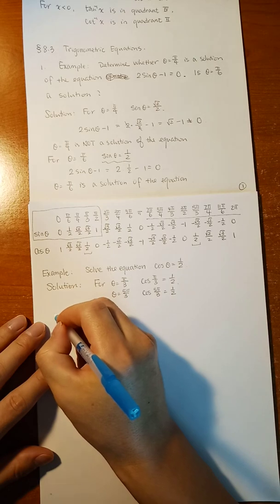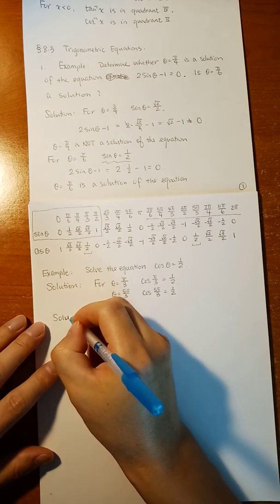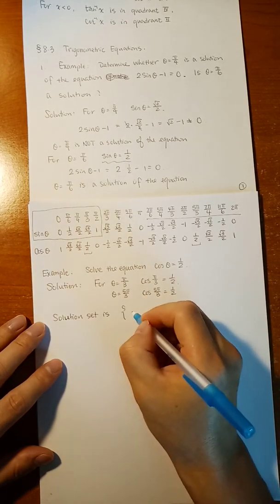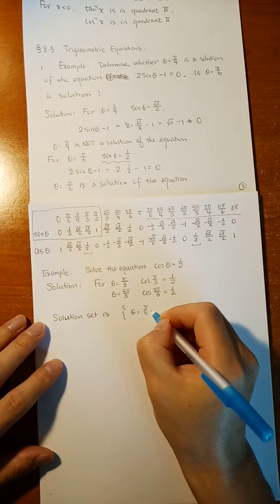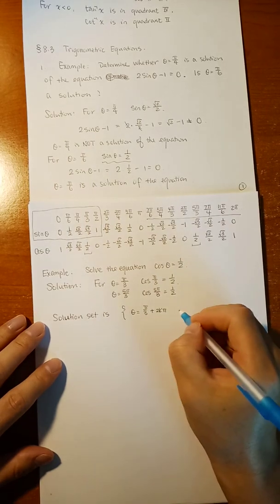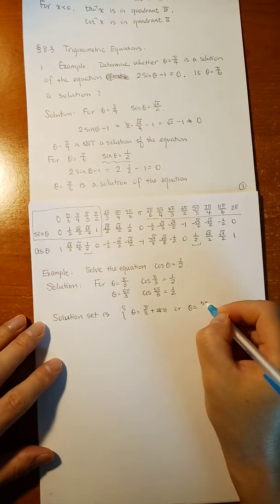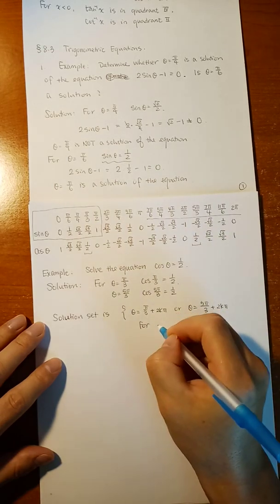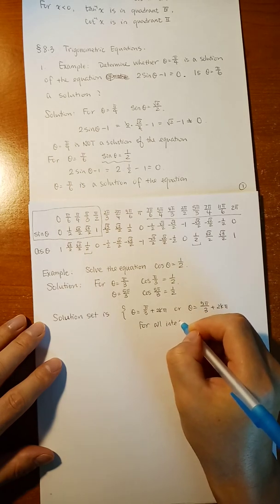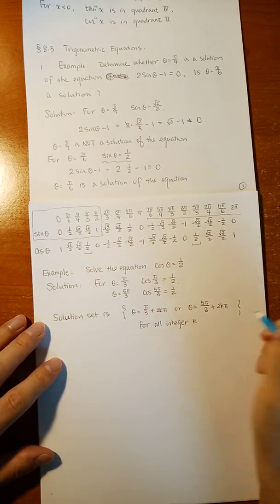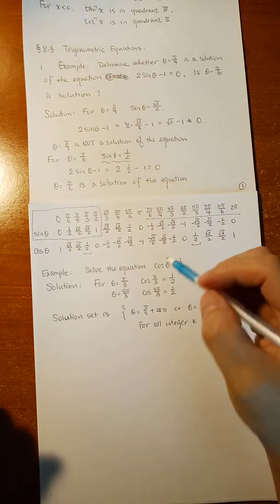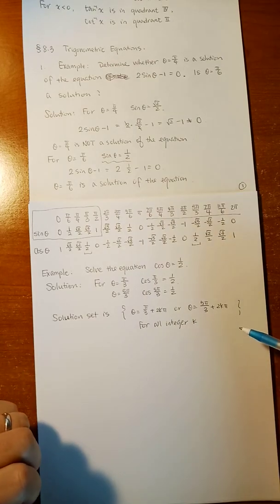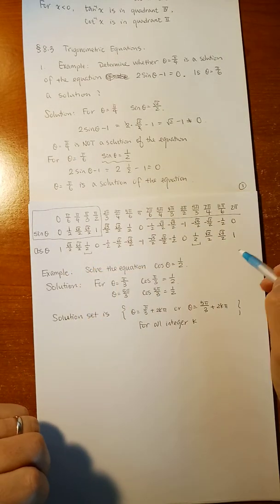So the solution set is theta equal to pi over 3 plus 2k pi, or theta equal to 5 pi over 3 plus 2k pi, for all integer k. Okay, this is the solution set. You find two solutions in one cycle and you add 2k pi. So if you memorize it, you get the answer.